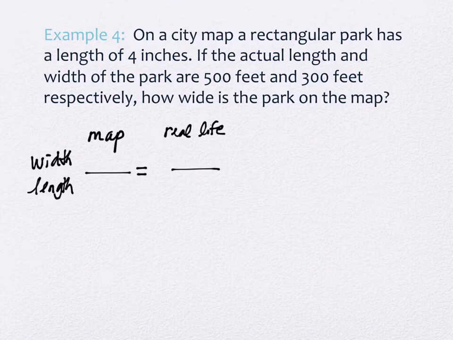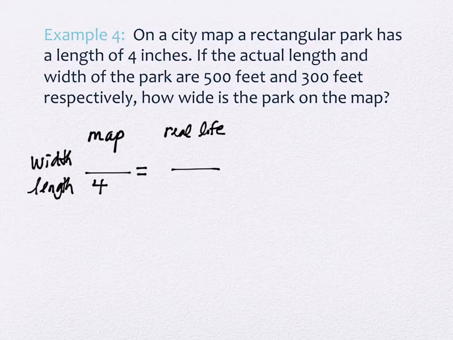So this is almost like a grid, right? This top corner is the map width. This bottom left corner is the map length, and so on. So what does it say that we know? Well, at the top it says the city map has a rectangular park, a length of 4 inches. So the map length, 4 inches, would be right here.